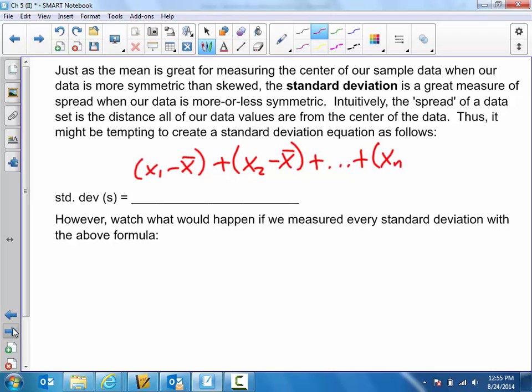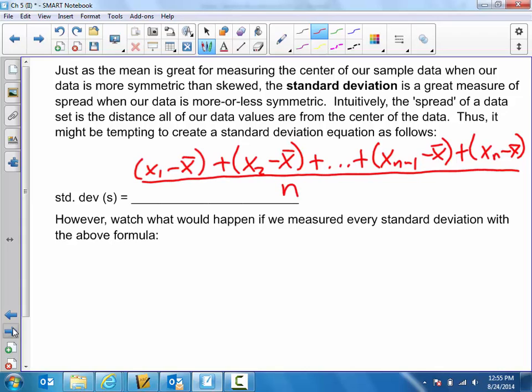until you've hit the second to last data value, x sub n minus 1, where n is the number of data values in your set, minus the mean, plus, last but not least, x sub n minus x bar, or the mean, all divided through by n. So you might be tempted to think, well, that should be our standard deviation, because for each one of these sets of parentheses here, this difference is giving us how far the data value is from the mean.